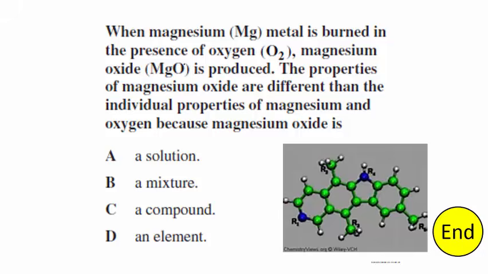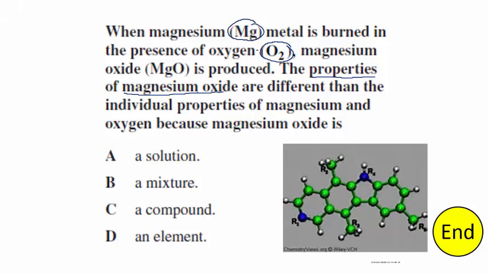When magnesium metal is burned in the presence of oxygen, magnesium oxide is produced. The properties of magnesium oxide are different than the individual properties of magnesium and oxygen because magnesium oxide is, well, let's think about this for a second. Magnesium's a metal. It looks like a metal. If you've seen it, it looks like a sample of metal, and it has its own properties, like it's metallic looking, and maybe it conducts electricity, or maybe it conducts heat. Well, oxygen is an odorless, colorless gas that's in our atmosphere that you breathe.